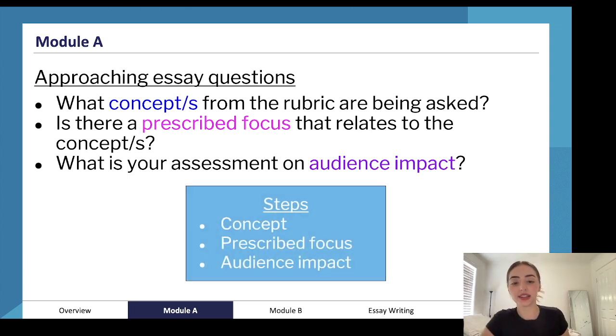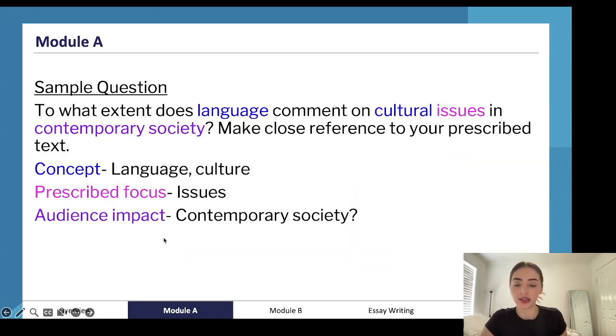So let's actually look at applying this, going through concept, prescribed focus, and audience impact. Let's have a look at this question. To what extent does language comment on cultural issues in contemporary society? Make close reference to your prescribed text. So the concept is obviously language and culture. We know that that's taken straight from the syllabus.